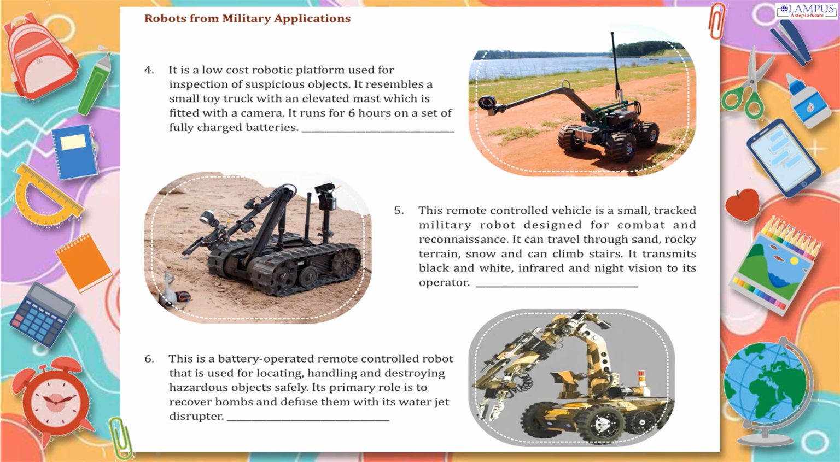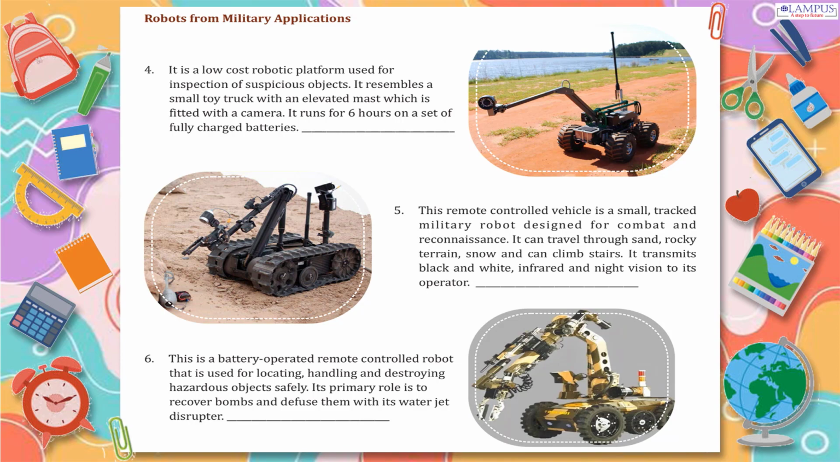Robots for military applications. 4. It is a low-cost robotic platform used for inspection of suspicious objects. It resembles a small toy truck with an elevated mast which is fitted with a camera. It runs for 6 hours on a set of fully charged batteries.